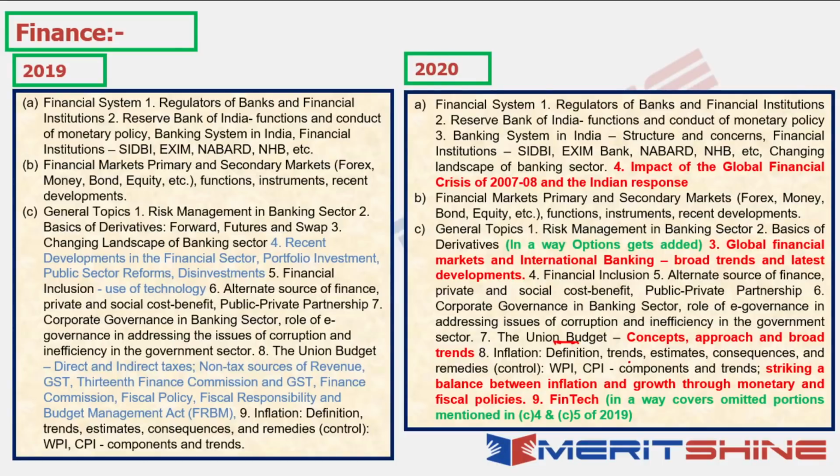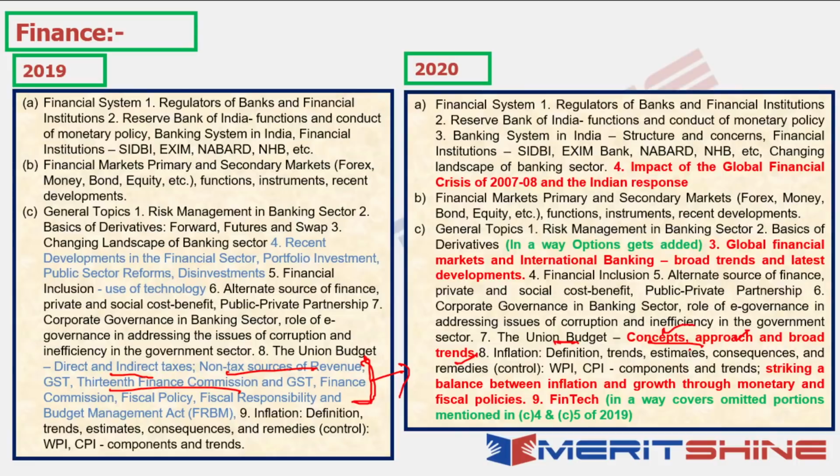surprisingly has become more generalized. Rather than the specific direct, indirect tax, non-tax resources, 13th Finance Commission and Finance Commission fiscal policy, it has become concept, approach and broad trends. Now, if you look at this, anything that you have studied here or would be studying, because the upcoming union budget would be studied here anyways, would be relevant here also, because when you are going to understand union budget, approach and broad trends, would you not be learning about the direct and indirect tax system that has been specified in this year's budget?